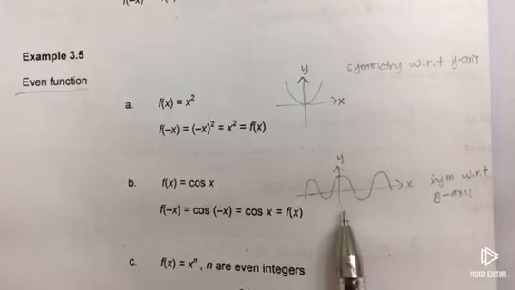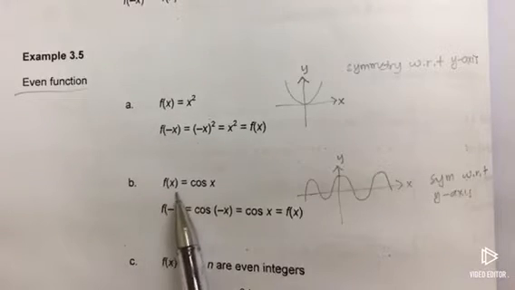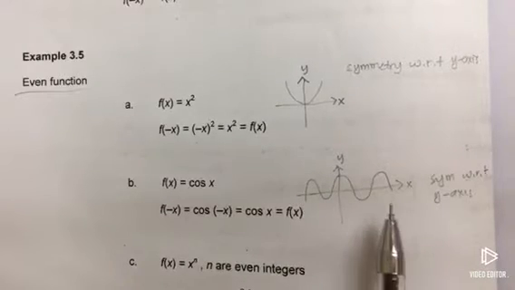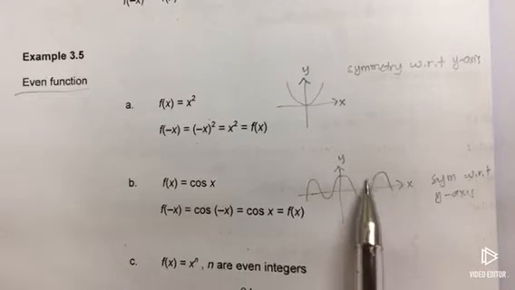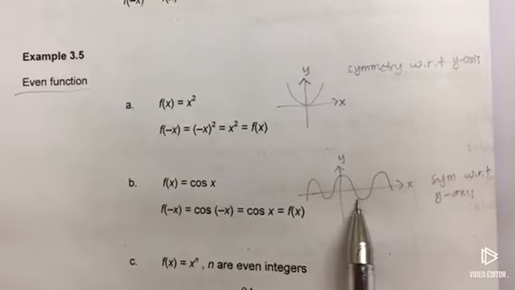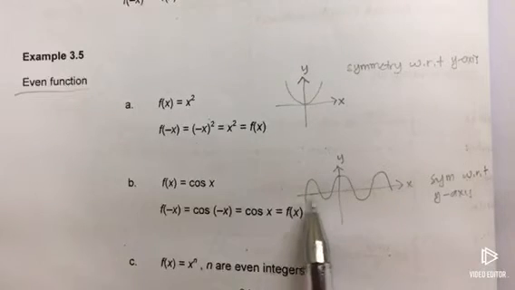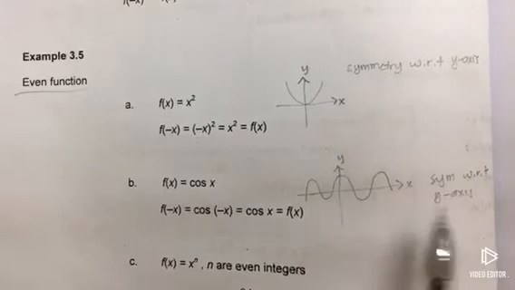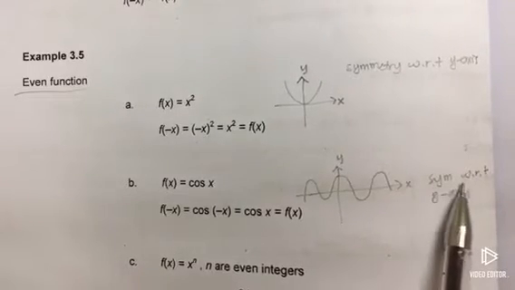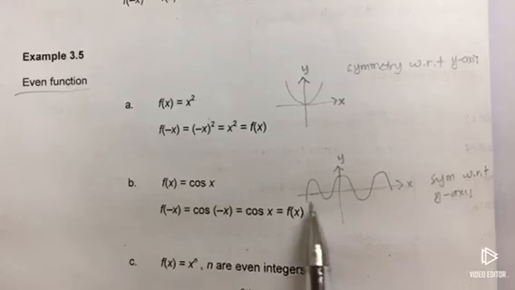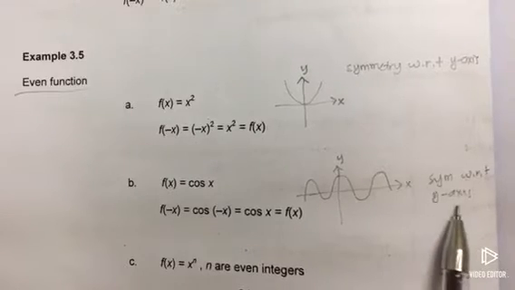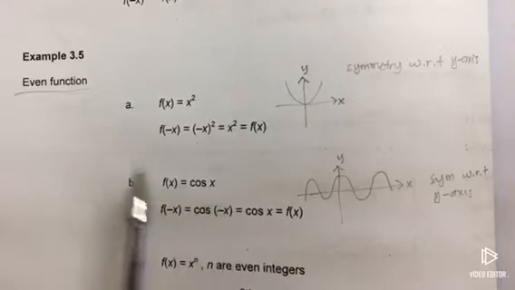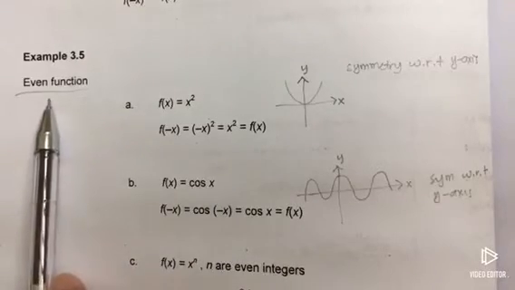Graphically, when we draw f of x equal to cos x, we get this shape. If we fold this right side graph, we get this left side. We fold with respect to y, or symmetrical with respect to y-axis. This graph is symmetrical with respect to y-axis. So f of x equal to cos x is an even function.